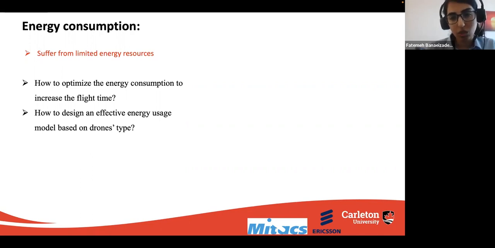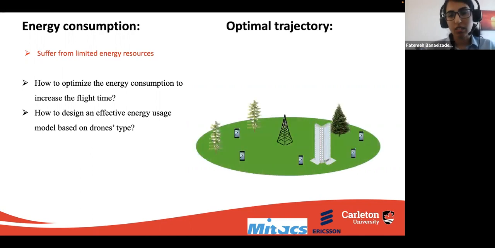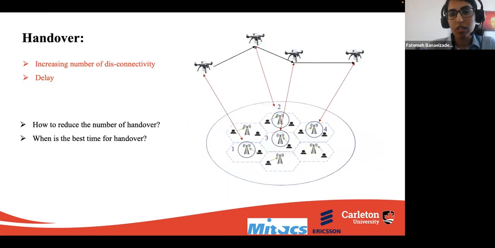For example, when a UAV is going up, the amount of energy used is more than going down, because going up, it is working against gravity. As a result, more energy will be used. So here we have to design an energy model for each type of drone. We cannot apply one energy model to all types of drones. The third challenge will be the optimal trajectory.